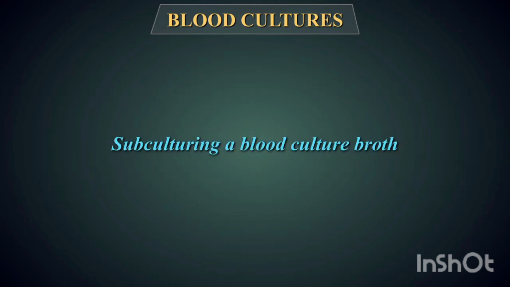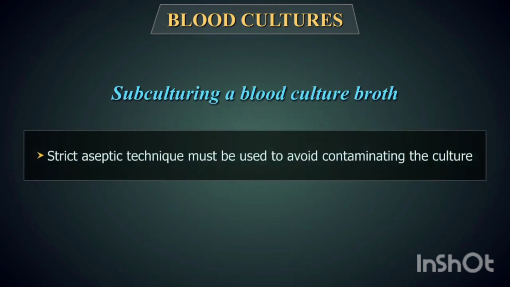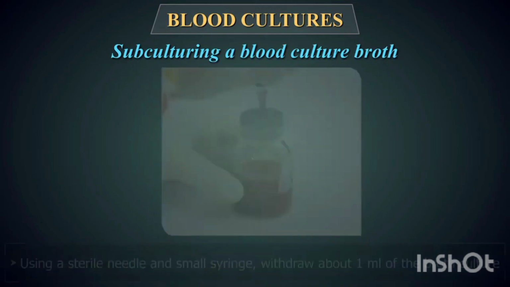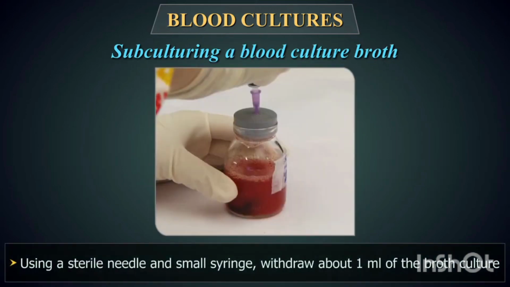Subculturing a blood culture broth. A strict aseptic technique must be used to avoid contaminating the culture. Clean the top of the bottle using an ethanol ether swab. Using a sterile needle and small syringe, insert the needle through the rubber liner in the cap and withdraw about 1 milliliter of the broth culture.